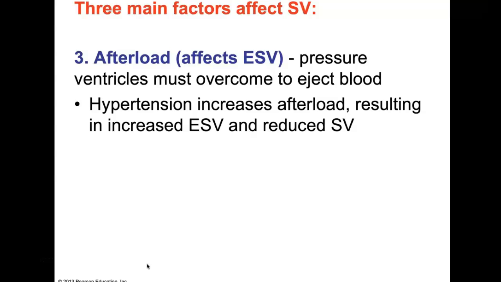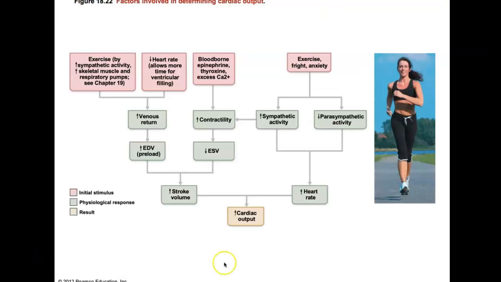However, in people with hypertension or high blood pressure, afterload is important because it reduces the ability of the ventricles to eject blood. Consequently, more blood remains in the heart after systole, thereby increasing end systolic volume and reducing the stroke volume. So going back to our image, we just summarized that end diastolic volume and end systolic volume are going to directly affect stroke volume.